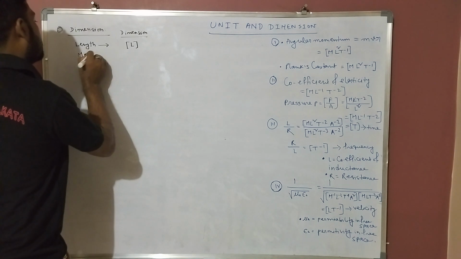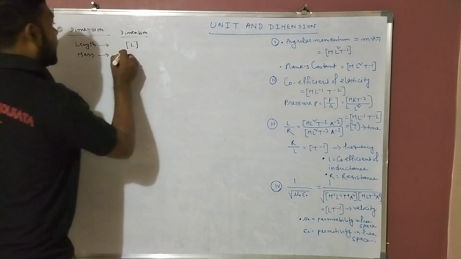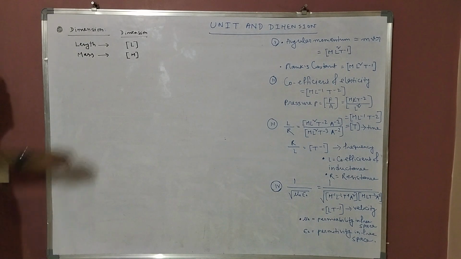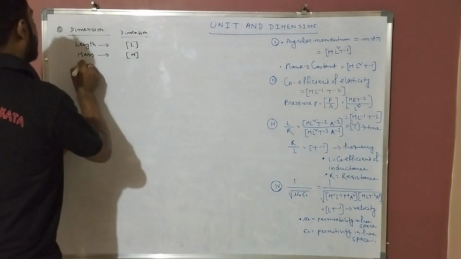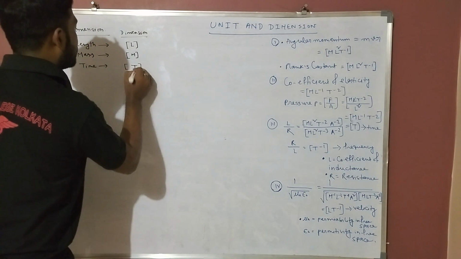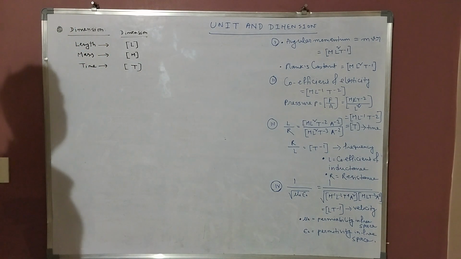Mass, the first letter M. So we can express mass as M, and time, the first letter T. So the dimensions will be these.